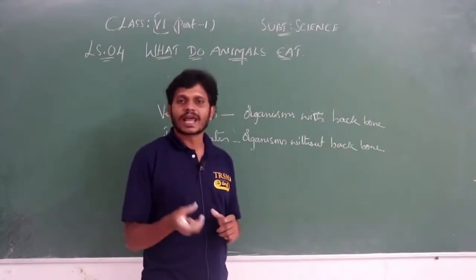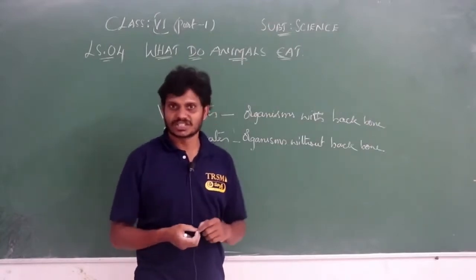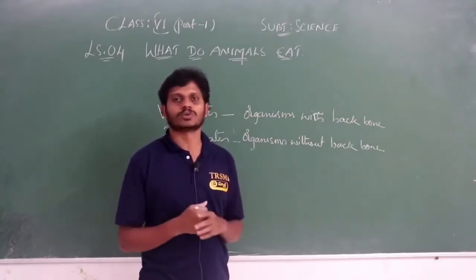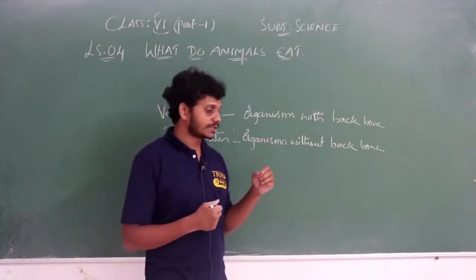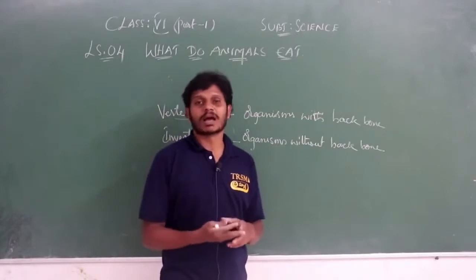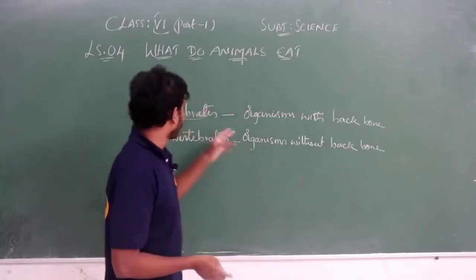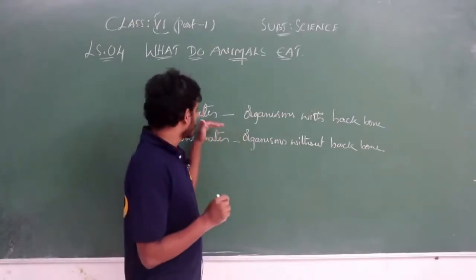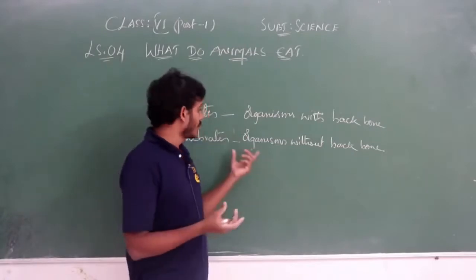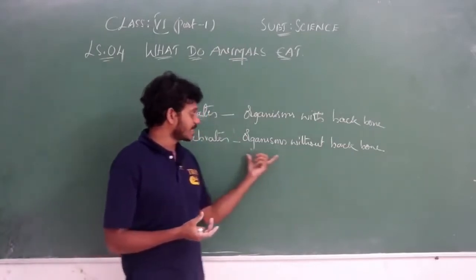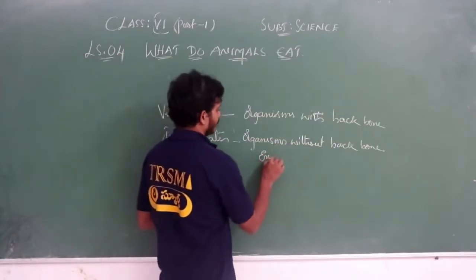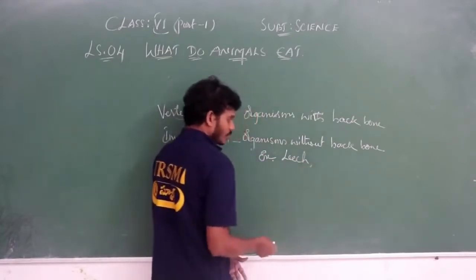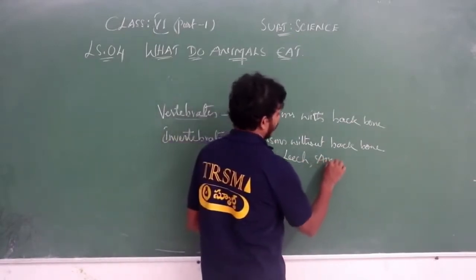So organisms which are not having a backbone, like leech, it is not having any backbone. Snail, it doesn't have a backbone. And also protozoa, or this amoeba, amoeba is also not having any backbone. Did you understand? Is that clear? So organisms without backbone we call invertebrates. Examples: leech, it is not having any backbone, and amoeba is also not having any backbone.